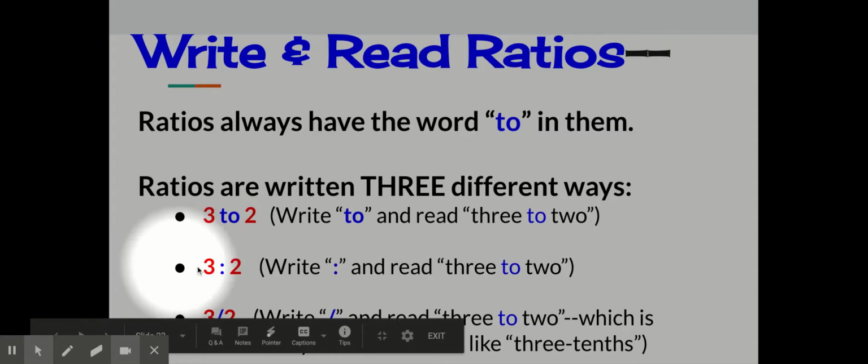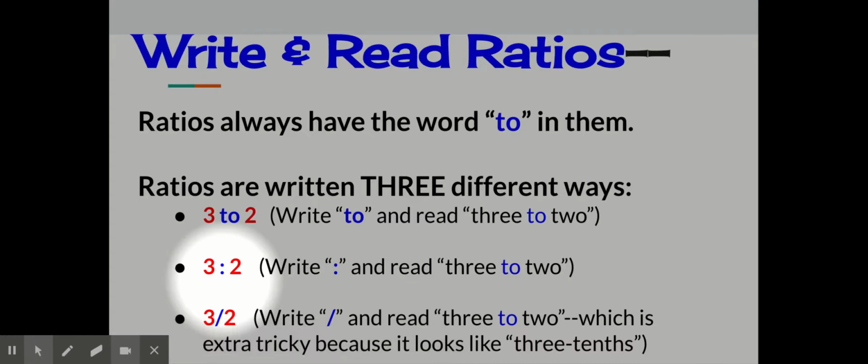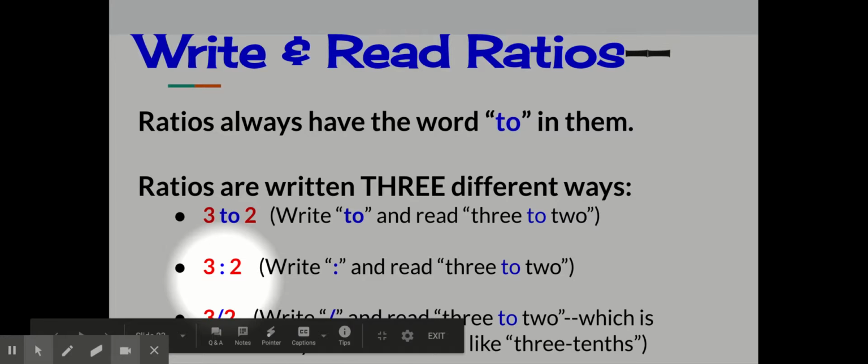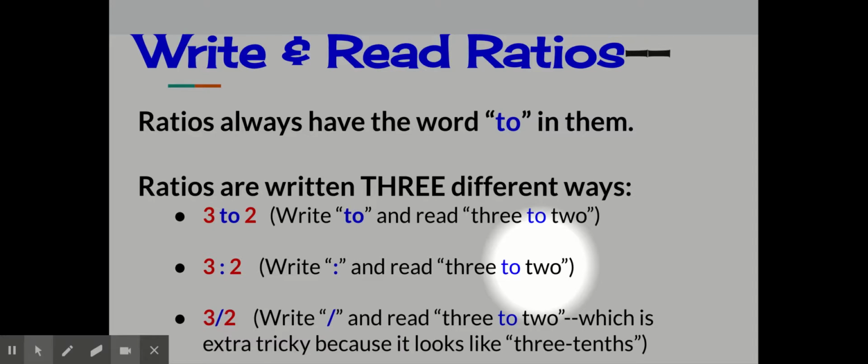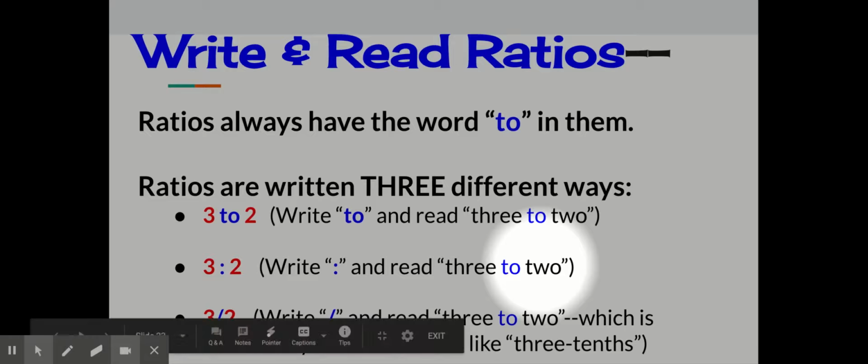Now, we also can write it with a colon. You've probably seen these in your writing before. Maybe that would come before a list of something. But in math, these 2 dots, one above the other, that's a colon. We also read it as the word to. So that right there we read as 3 to 2. But instead of writing the word TO, we write the colon, but we still read 3 to 2. We don't say the word colon. We don't say 3 colon 2. We say 3 to 2. So there's still 3 boys to 2 girls.